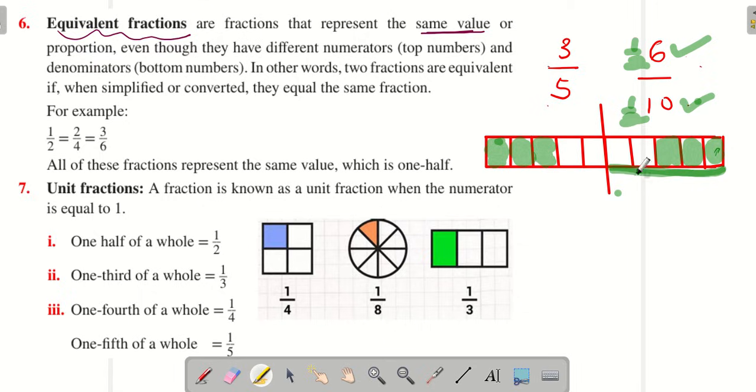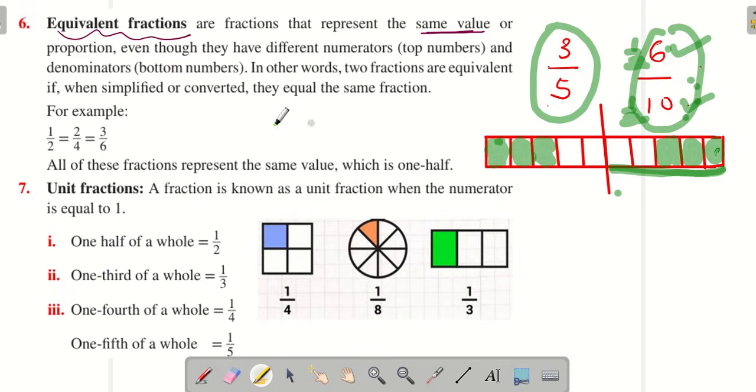And that is an equivalent fraction. So when you take the whole to be 10, its numerator has to be 6. But if I reduce the whole by half, then the part, which is 6, has to also be reduced by half for us to get 3 out of 5. So this value and this value are the same, even though their numerators and their denominators are different. And that makes it an equivalent fraction.